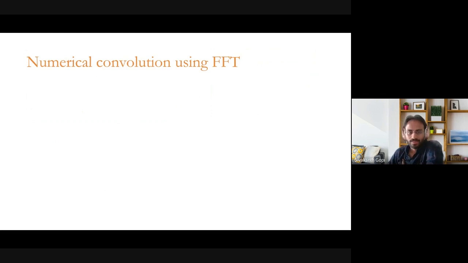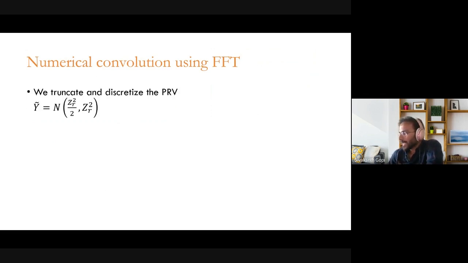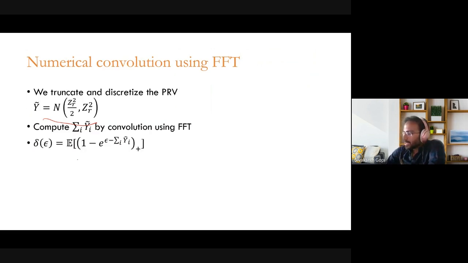So what we instead do is numerical convolution using FFT. We truncate this distribution appropriately and discretize it, and then convolve them using FFT, which is efficient. And then we finally compute the delta using this formula.